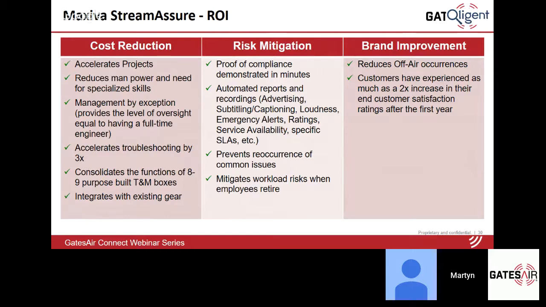There's some risk mitigation shown here. Proof of compliance can be demonstrated very, very quickly. You can automate reports, recordings, things like advertising, subtitling, and captioning, and all of those types of things can be automated very quickly. And by using this correctly, it can help prevent reoccurrence of common issues, because you've solved the problem, you know what happened. And of course, brand improvement. If you can reduce your off-air occurrences, it can improve the ratings. It can improve the enjoyability of viewers and listeners to your programs.